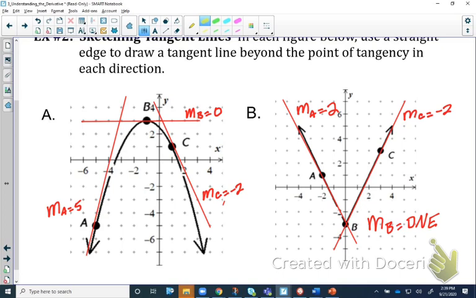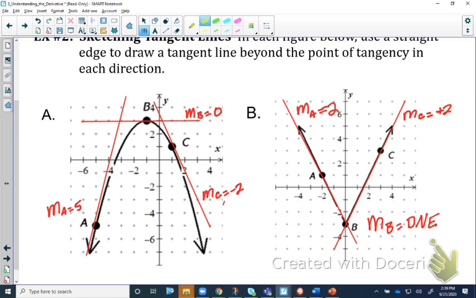Now on the absolute value function, the slope of the tangent line is actually going to be the same thing as the slope of a linear piece, which is what makes up the absolute value function. So the slope for point A will be a positive 2, while the slope of point C will be a negative 2. Oops, I have those backwards. This one's negative and this one's positive. So the slope at B doesn't exist.